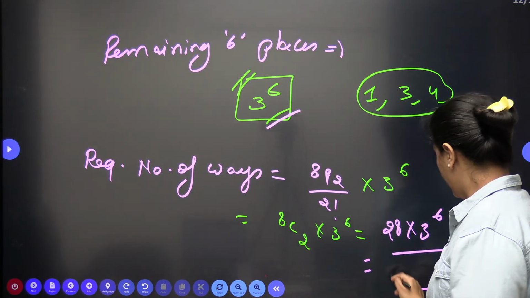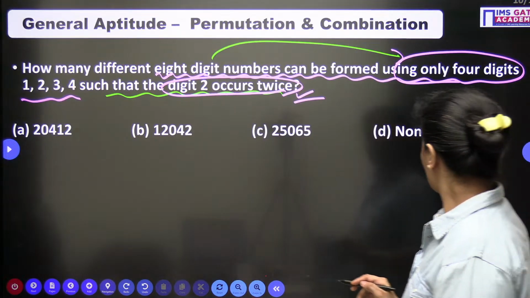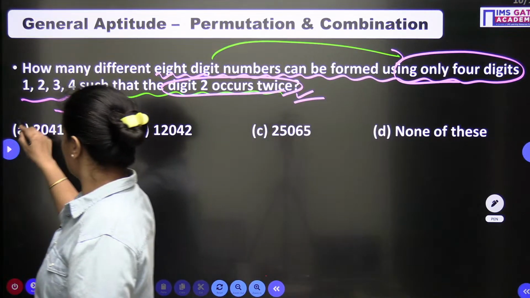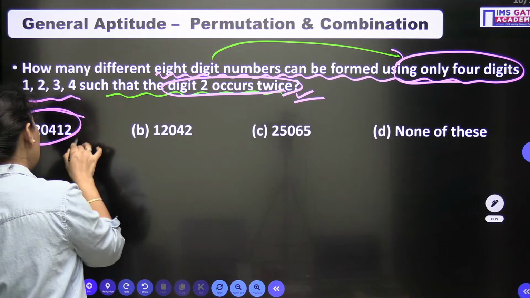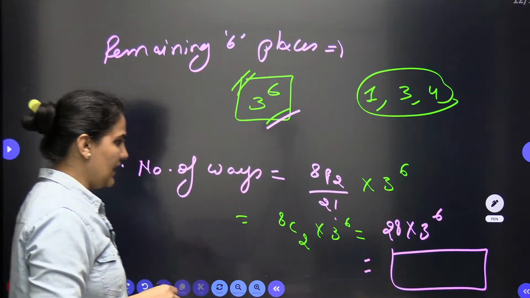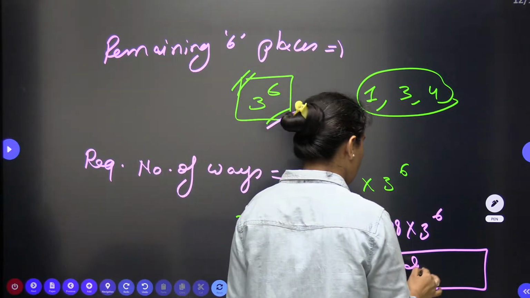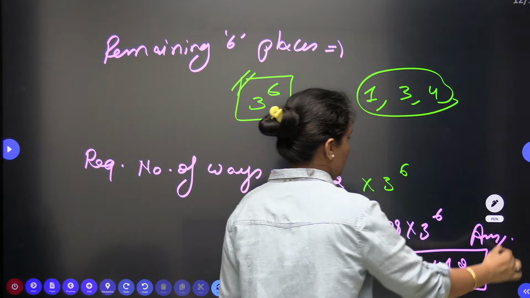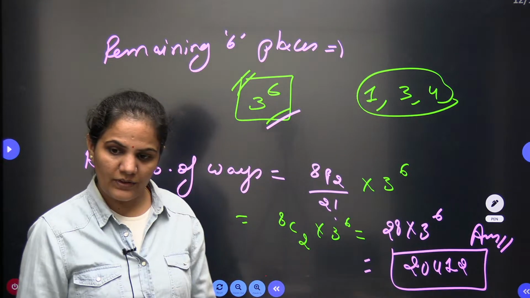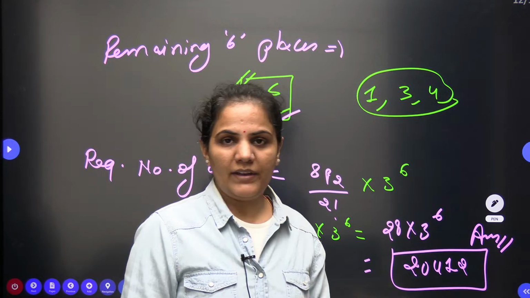When you open it, you will get the result 20412. When we solve this one, we will get the result as 20412. This is the final answer. 20412 will be your final answer. So very easily we can approach it.